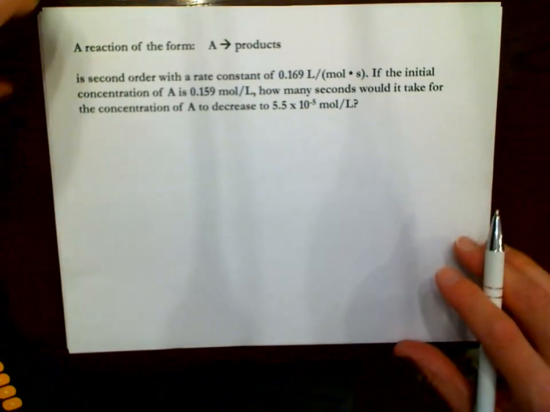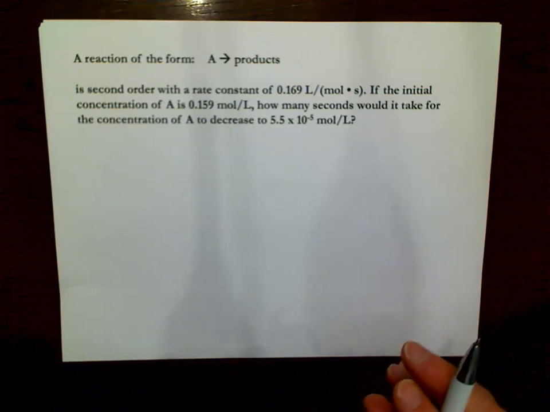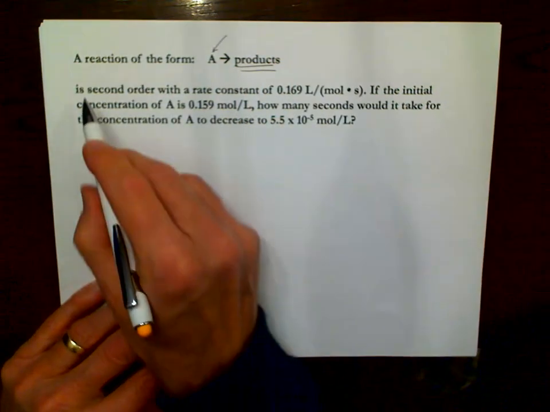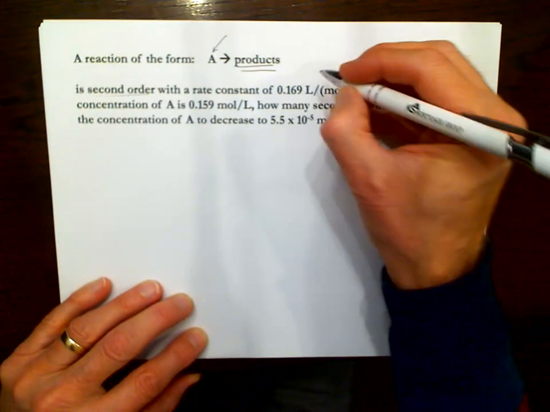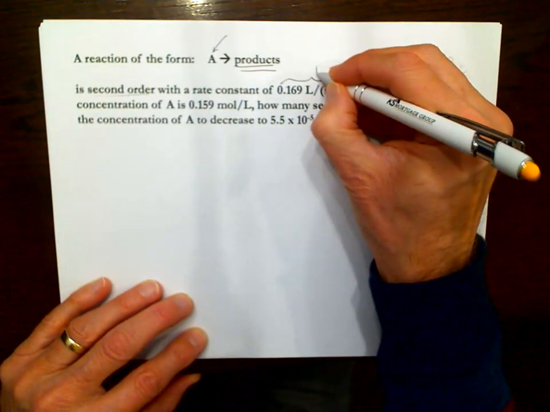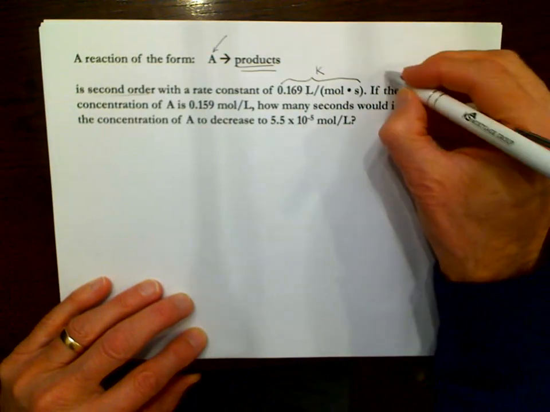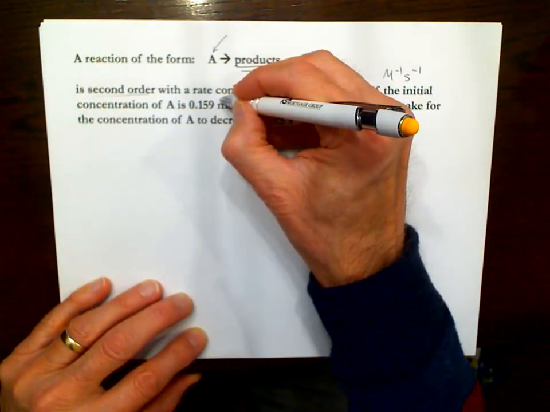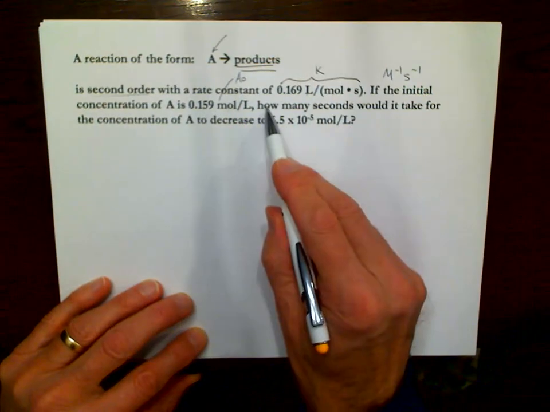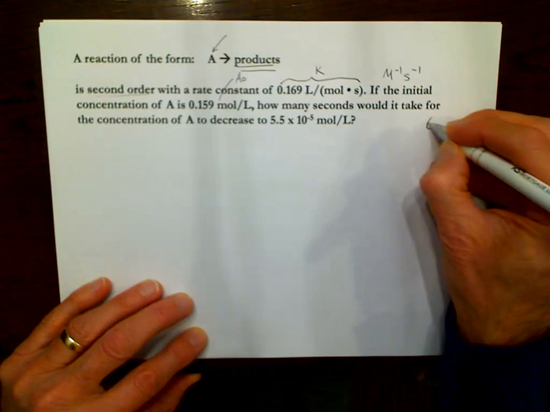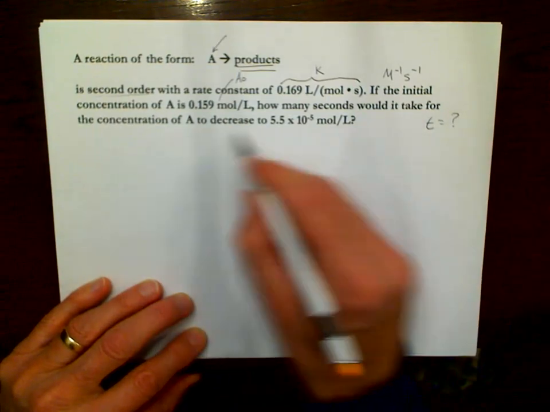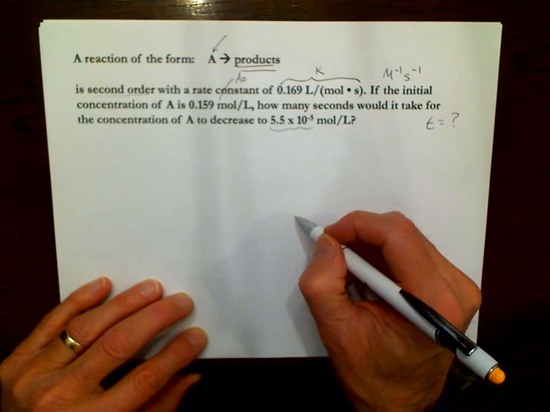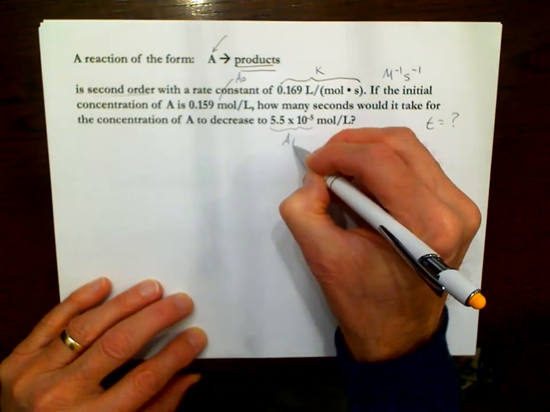Now let's look at this second order problem. This one we've just got some reaction of the form where some reactant A is going to products. We are told it's a second order reaction. We're given the rate constant K, in liters per mole per second, those units are per molar per second. They gave us our initial concentration, so we have an A naught right here. And they want to know how much time, how many seconds, so we want to know T. And we're given the concentration of A at some later time, 5.5 times 10 to the negative 5th mole per liter. So this is my A at time T.